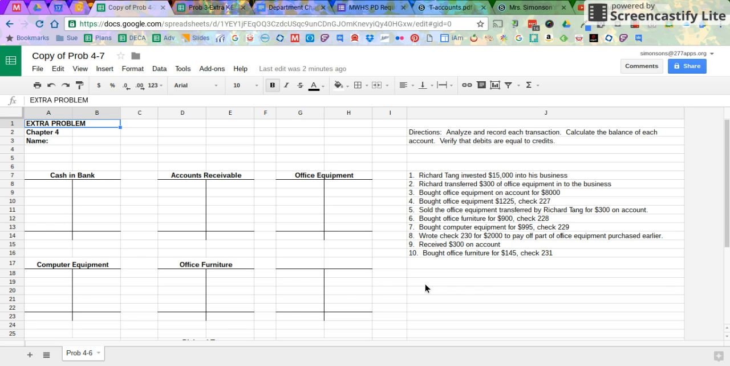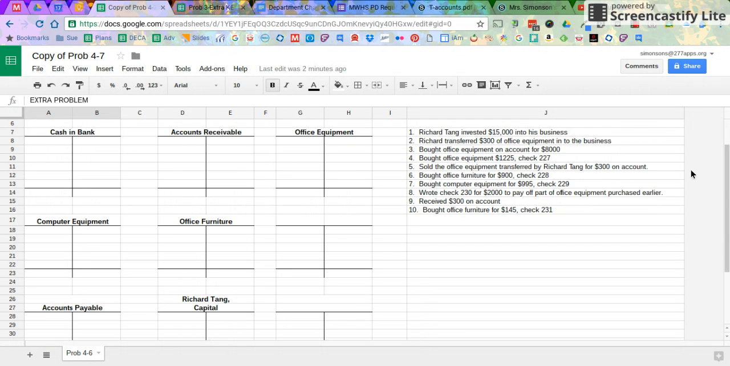Okay, so I'm going to do a problem with you using T accounts so that we can come together on this problem and make sure we're doing our T accounts right. Our first transaction is that our owner invested $15,000 into the business. So I'm going to start with a debit to cash of $15,000, and my credit is going to go to my capital account for $15,000. Remembering that debit is left, credit is right.